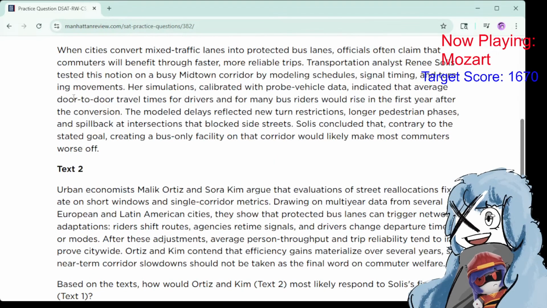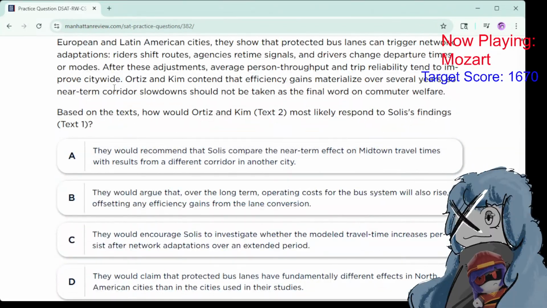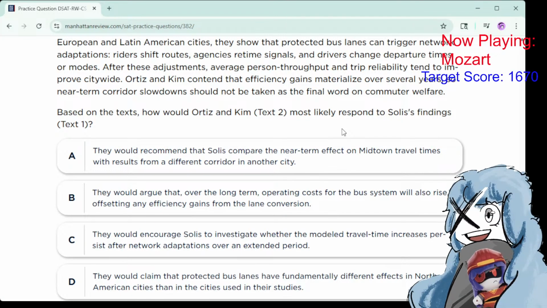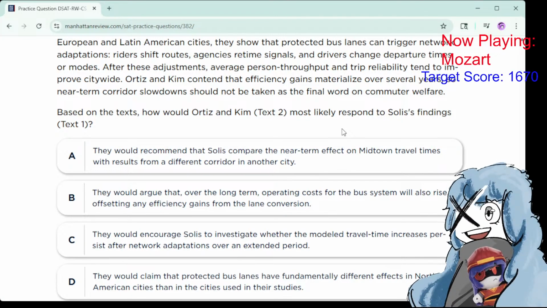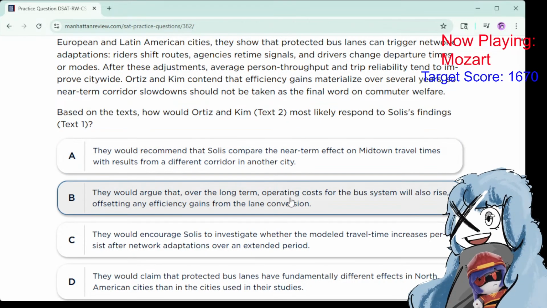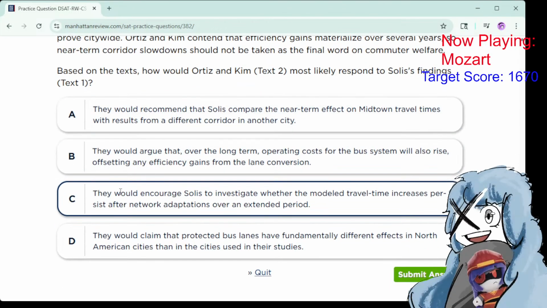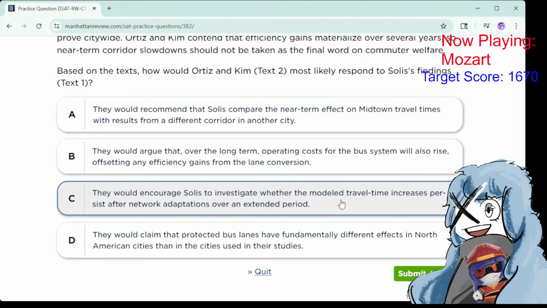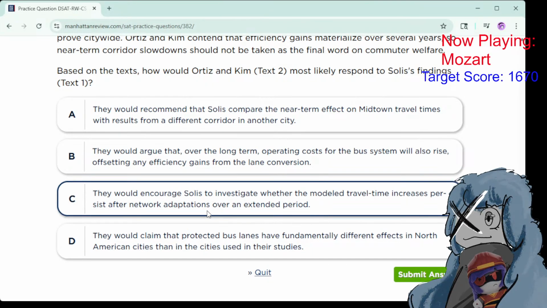So saying the city one is short-term windows, it's not good, but if you look at long-term, it's going to be good. However, what would the researchers recommend in response to this finding? They would recommend comparing the near-term effects on midtown travel to results in a different quarter within the city. They would be good over the long term, and the cost of them would also rise with the efficiency. No. They encouraged studies to investigate whether the modeled increases persist after the network adapts over a long period.